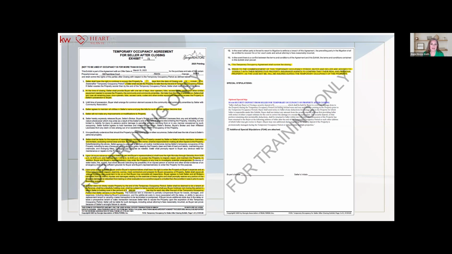But if there were any damages, there's language in here that says that the seller is responsible for damages that occurred because of their behavior or their invitees' behavior during that possession or occupancy period.